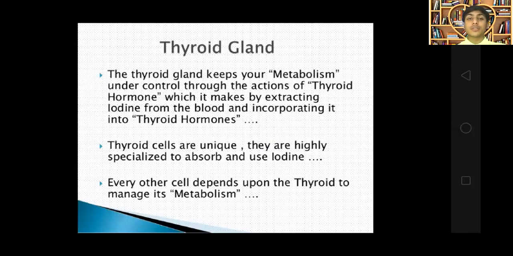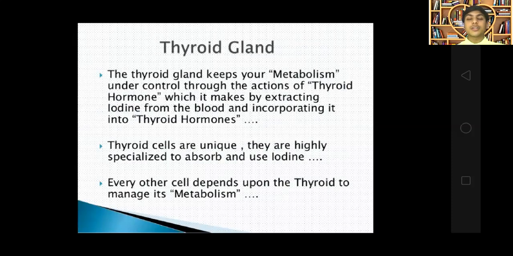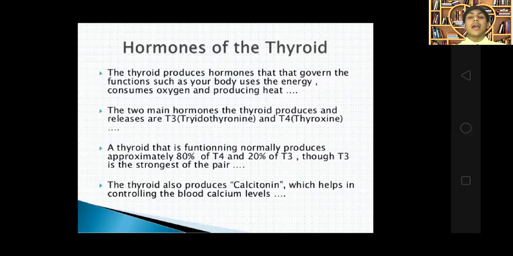The thyroid gland keeps your metabolism under control through the action of thyroid hormone, which is very important to our body. The thyroid gland is important for iodine. It has a unique, specialized function because it absorbs and uses iodine. Every other cell depends upon the thyroid to manage its metabolism. There are some hormones of the thyroid gland. We will discuss their functions in our body.